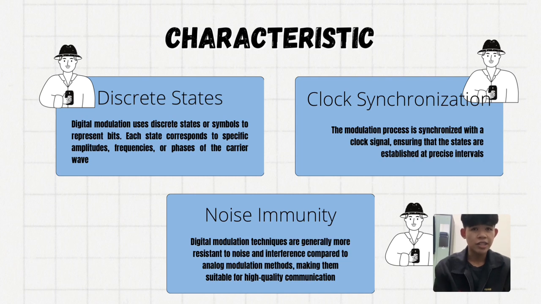Some characteristics of it: first, discrete states. Digital modulation uses discrete states or symbols to represent bits. Each state corresponds to a specific amplitude, frequency, or phase of the carrier wave.